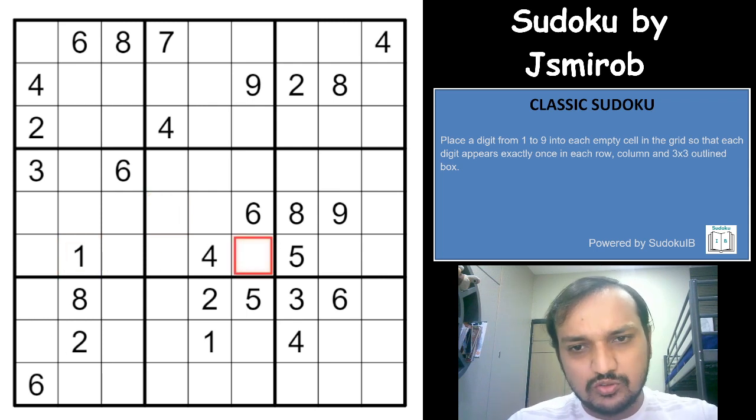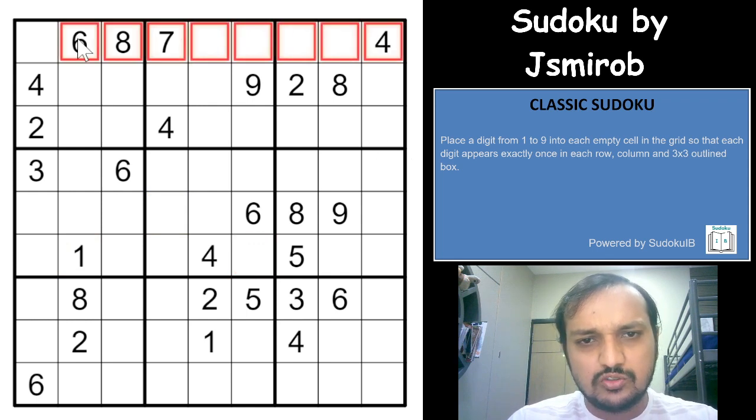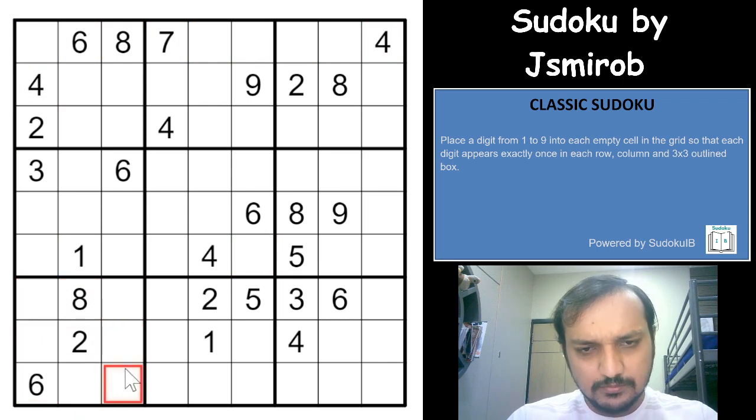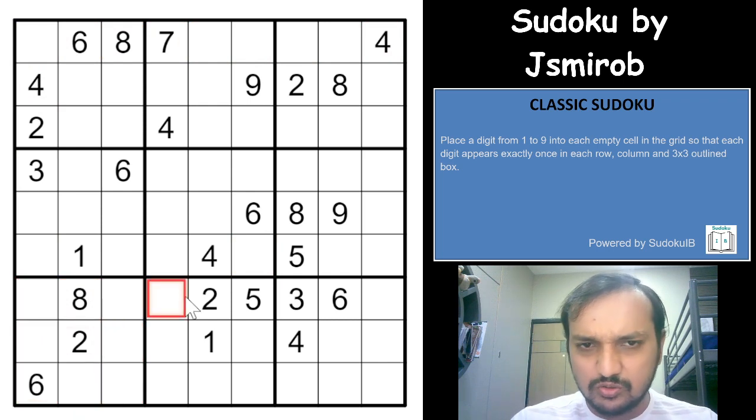Now coming back to this Sudoku, classic Sudoku rules apply. You need to place digits from 1 to 9 in each row, each column and 3x3 box without repetition. With that, let's start solving this Sudoku.